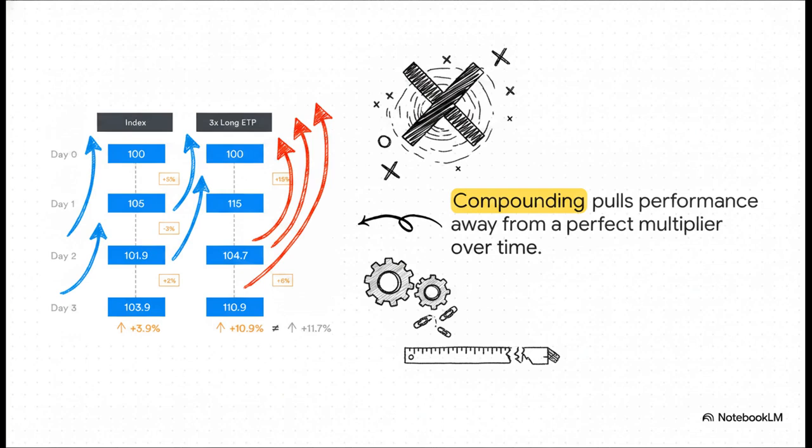As this visual clearly shows, a 3.9% total gain in the underlying index over 3 days results in only a 10.9% gain for the leveraged product. This proves for sure that over time, the math just does not equal a perfect multiplier. I mean, if it were perfect, 3.9% times 3 would be 11.7%, right? But because of that daily reset, the compounding actually pulls the real-world performance away from what you might expect.